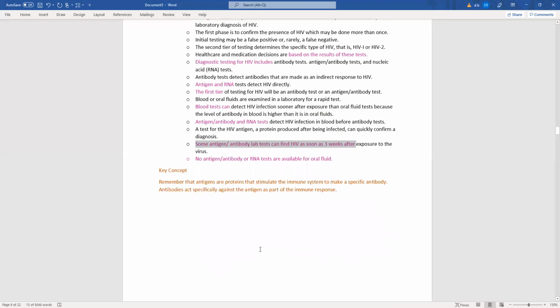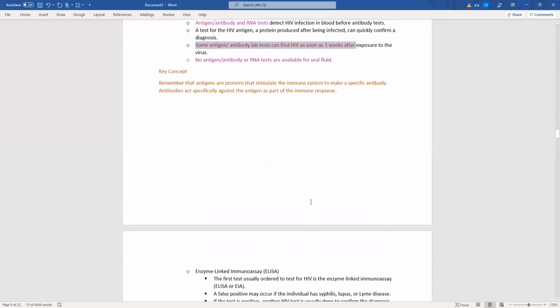Key concept to remember: antigens are proteins that stimulate the immune system to make specific antibodies, antibodies that act specifically against the antigen as part of the immune response.